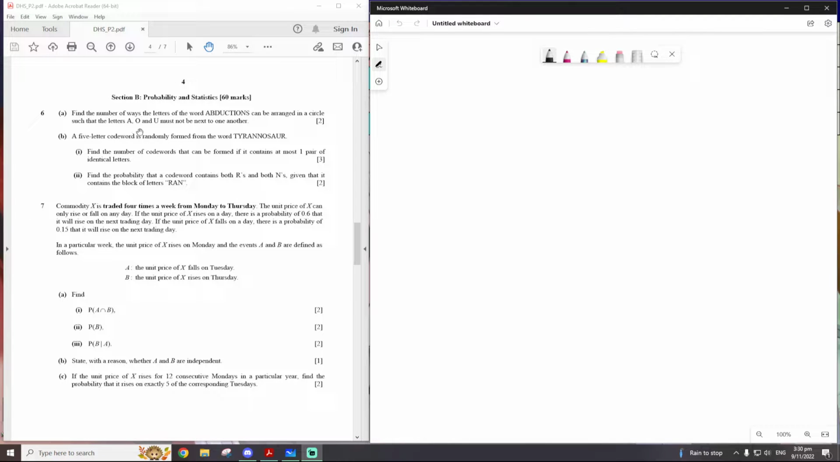Find the number of ways the letters of ABDUCTIONS can be arranged in a circle such that A, O, and U are not next to one another. Well, there are 10 letters, and you have 7 letters that you can arrange in any order. So we arrange the 7 letters in a circle with no restrictions first, which is 7 minus 1 factorial.